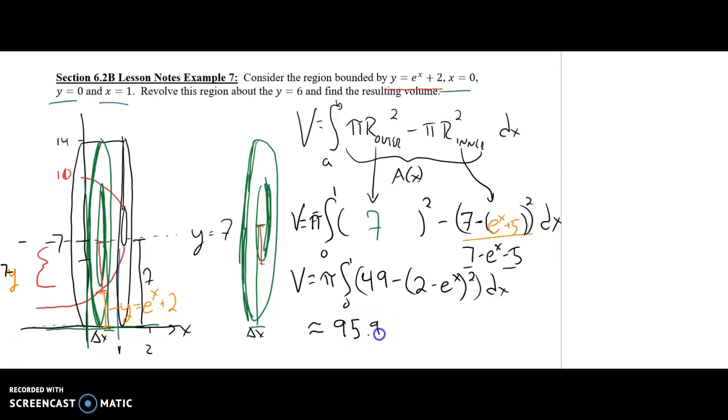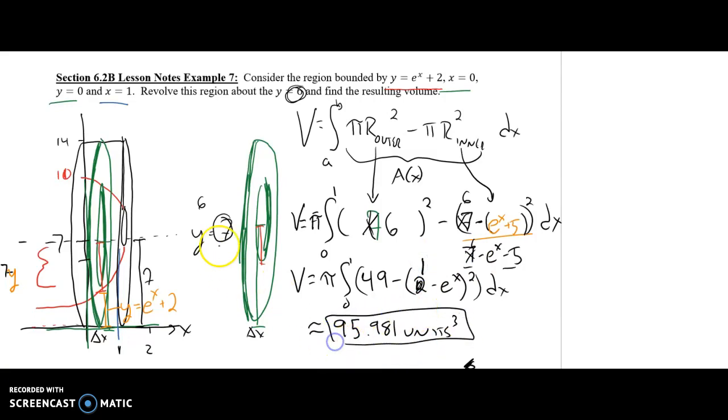Whoa, 0.981 units cubed. Now what I just realized is this is the answer for if y equals 6. You will notice I chose 7 here. That is so not right. So this number should be a 6, and this number should also be a 6, which would make this number here a 1. And if I do that, then I'm going to get this correct answer right here, because I misread the problem and wrote y equals 7, but everything will be the same except for that.